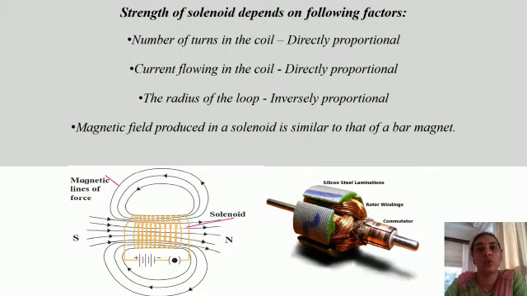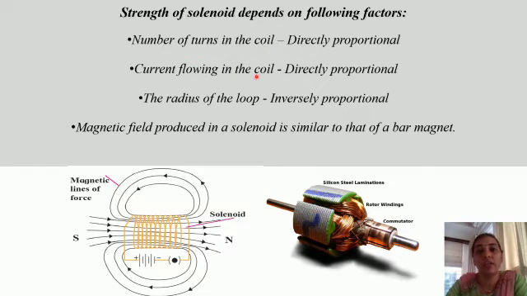The strength of the solenoid depends upon a number of factors. So let us study what are the factors that determine the strength of the solenoid. Firstly, the strength depends upon the number of turns in the coil. How is it related? Directly proportional. The greater the number of turns of the copper wire, the stronger will be the magnetic field. So the magnetic field is directly proportional to the number of turns of the coil.